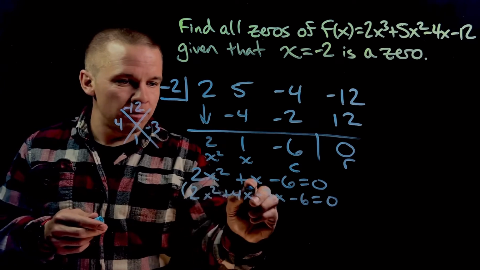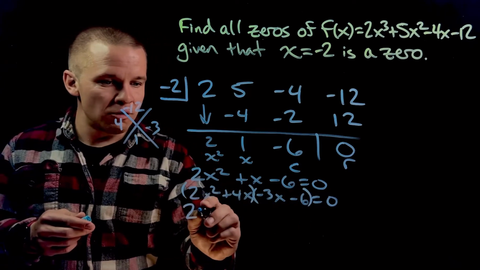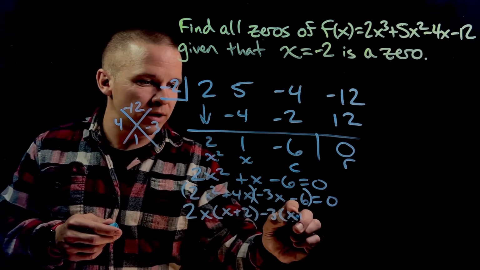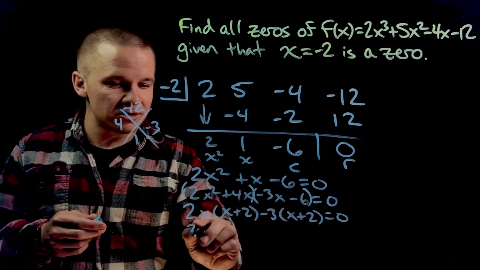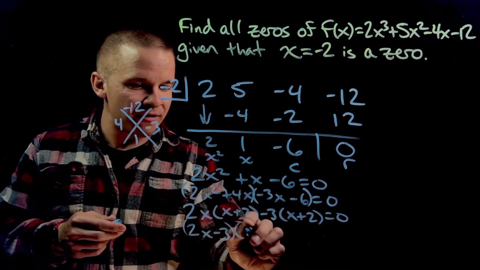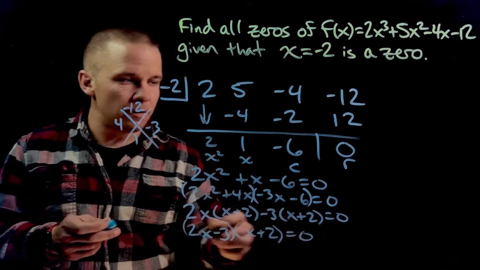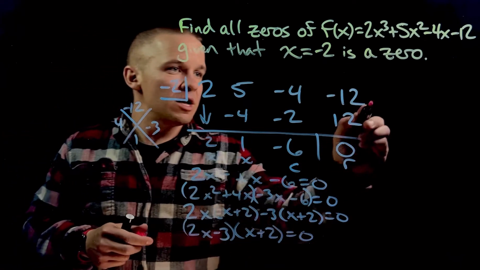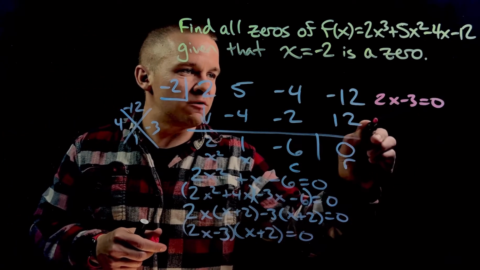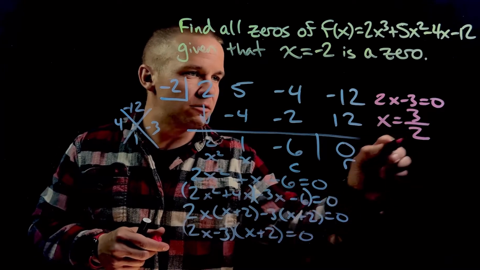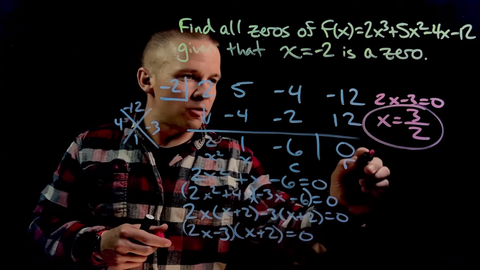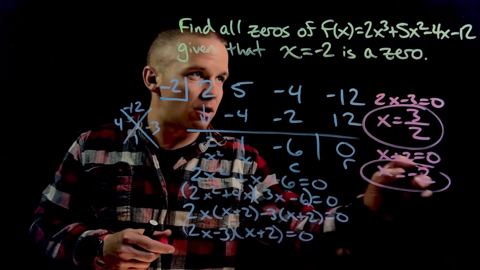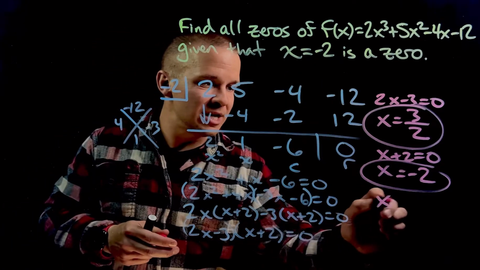All right, so now group and group. I'm going to take out a 2x here, and I'm left with x plus 2. I'm going to take out a -3 here, and I'm left with x plus 2. So my two factors are now 2x minus 3 and x plus 2 equals 0. To find all zeros, I'm going to set my two factors equal to 0. So 2x minus 3 equals 0, giving me x equals 3 over 2. That's one of my other zeros. And then for my other one, x plus 2 equals 0, I get x equals -2. And the original one here is also x equals -2.